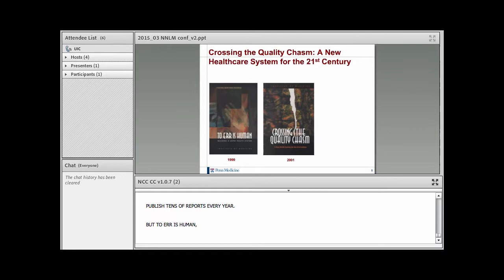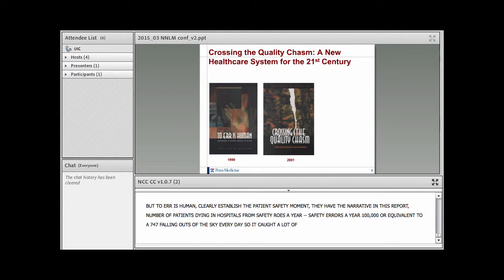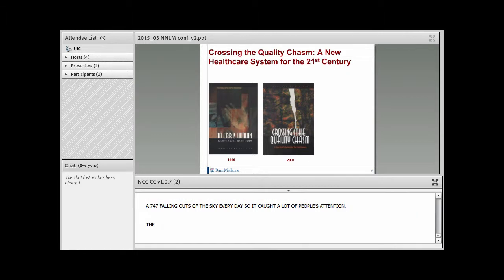They had the narrative in this report that the number of patients dying in hospitals from safety errors a year were about 100,000, or equivalent to a 747 falling out of the sky every day. So it caught a lot of people's attention. And the follow-up to that report was Crossing the Quality Chasm, which did for the patient care quality movement what To Err Is Human did for the safety movement.